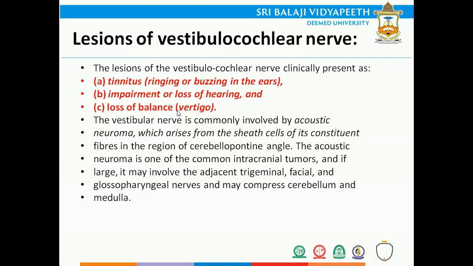Impairment or loss of hearing usually occurs congenitally, or it could also be acquired. Whenever there is damage to the vestibulocochlear nerve, the sensation of hearing is lost. Then loss of balance, vertigo. Vertigo often comes with a kind of dizziness. The main clinical feature is dizziness, or a sense of loss of equilibrium. So this is because of the damage to the vestibulocochlear nerve.